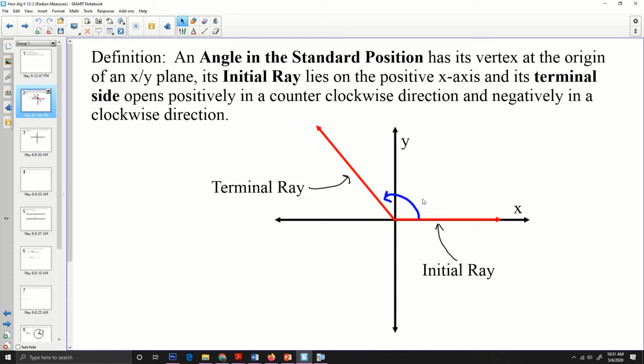And then if we open counterclockwise, we will go in the positive direction. We're always going to start here. If we go this way, we'll open positively, and if we go that way, we'll open negatively. The terminal ray is where it ends. So it always starts along the x-axis. It opens either counterclockwise or clockwise until we get to our terminal ray.